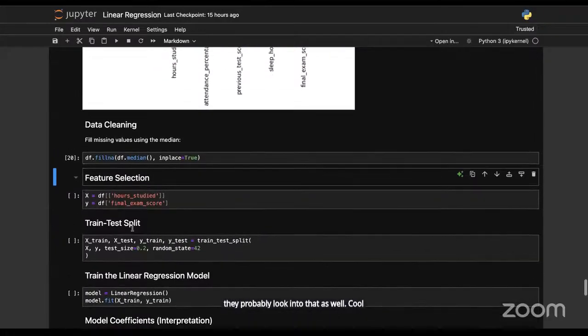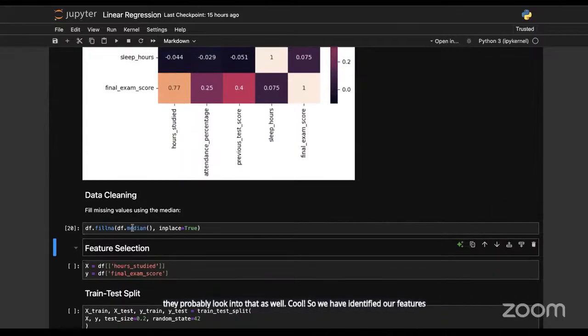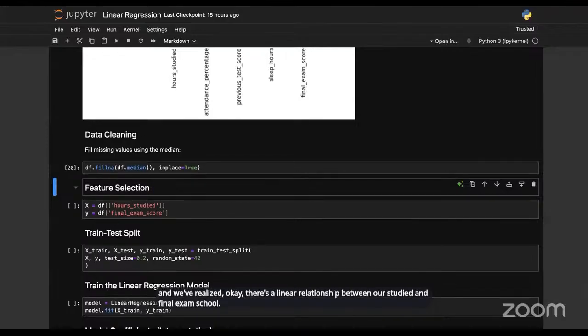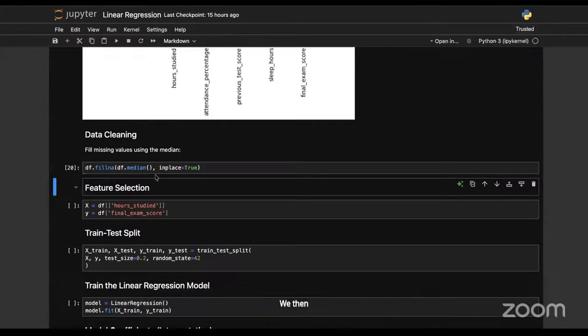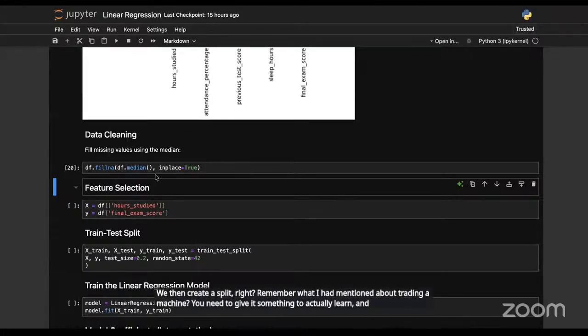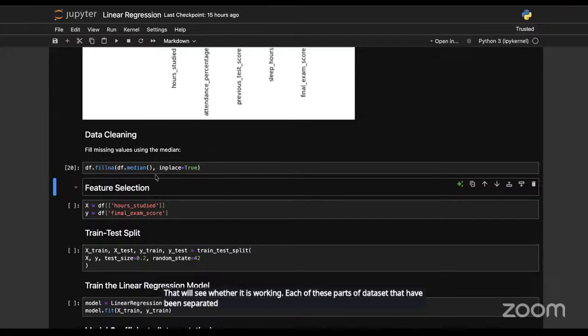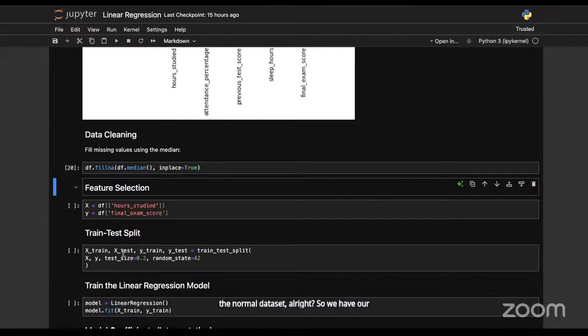Cool. So we have identified our features and we've realized there's a linear relationship between hours studied and final exam score. We then create a split, right? Remember what I had mentioned about training a machine? You need to give it something to actually learn and then test it on something that will see whether it is working. Each of these parts of the dataset that have been separated into two share the same distribution as the normal dataset. So we have our X train, X test, Y train, Y test.